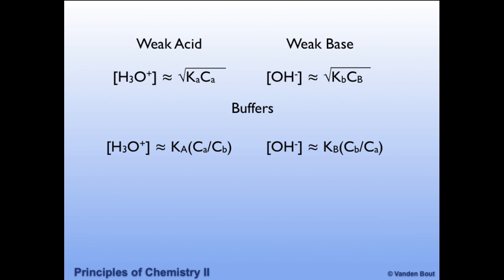If you have a buffer, you can either look at it from the perspective of an acid or from the perspective of a base. From an acid perspective, the hydronium ion concentration is Ka times the concentration of the acid divided by the concentration of the base, that is the protonated form divided by the deprotonated form. Or you can say the hydroxide ion concentration is approximately Kb times the concentration of the base divided by the concentration of the acid. That is the concentration of the deprotonated form divided by the concentration of the protonated form.